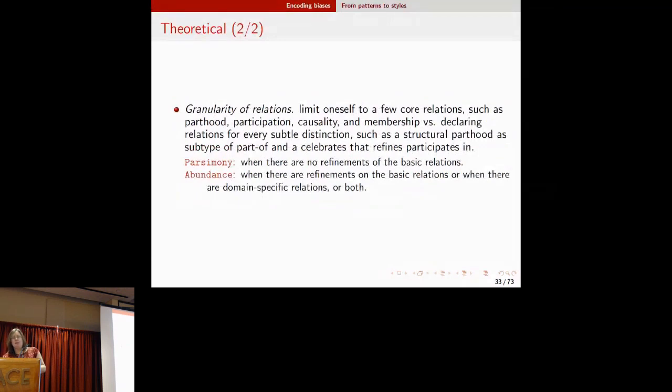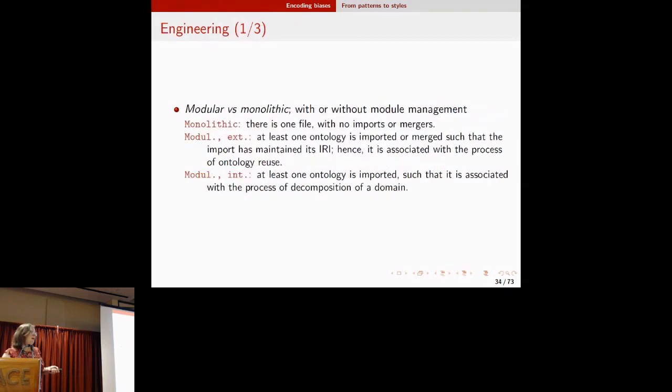Related to that is also this notion of the granularity of relations. You have your parsimony, say for instance, only 10 relations in the relation ontology and you have to deal with that and all of the relations are only any of those. Or you have this notion of abundance with refinements on the basic relations, but then domain-specific relations you would want to add to it. Engineering aspects have an effect as well.